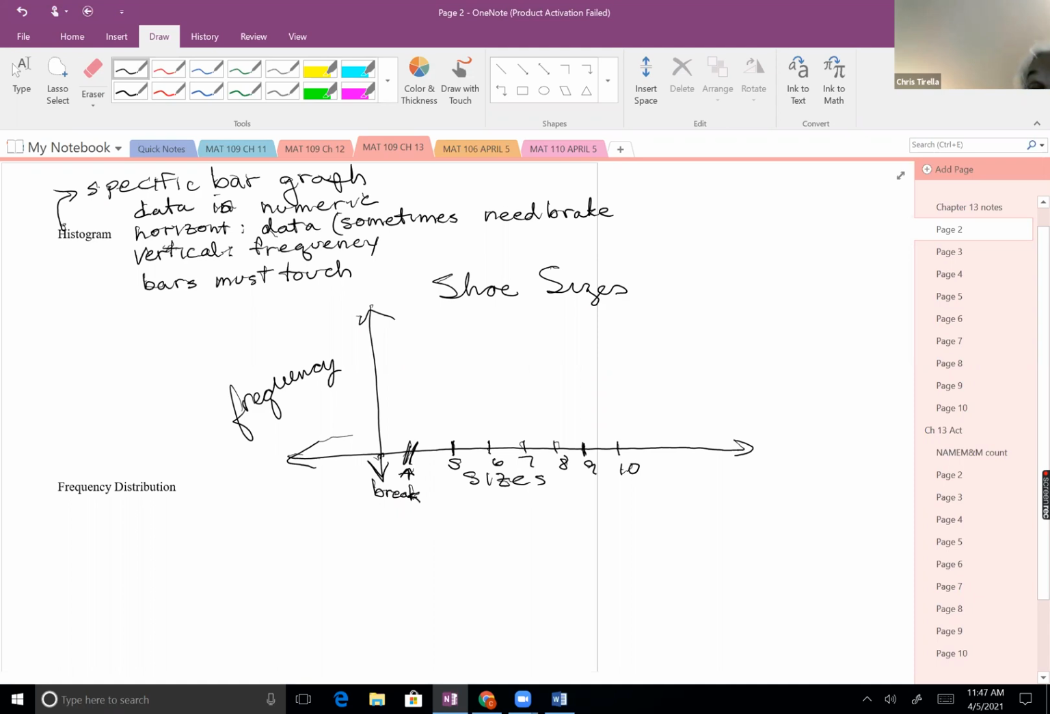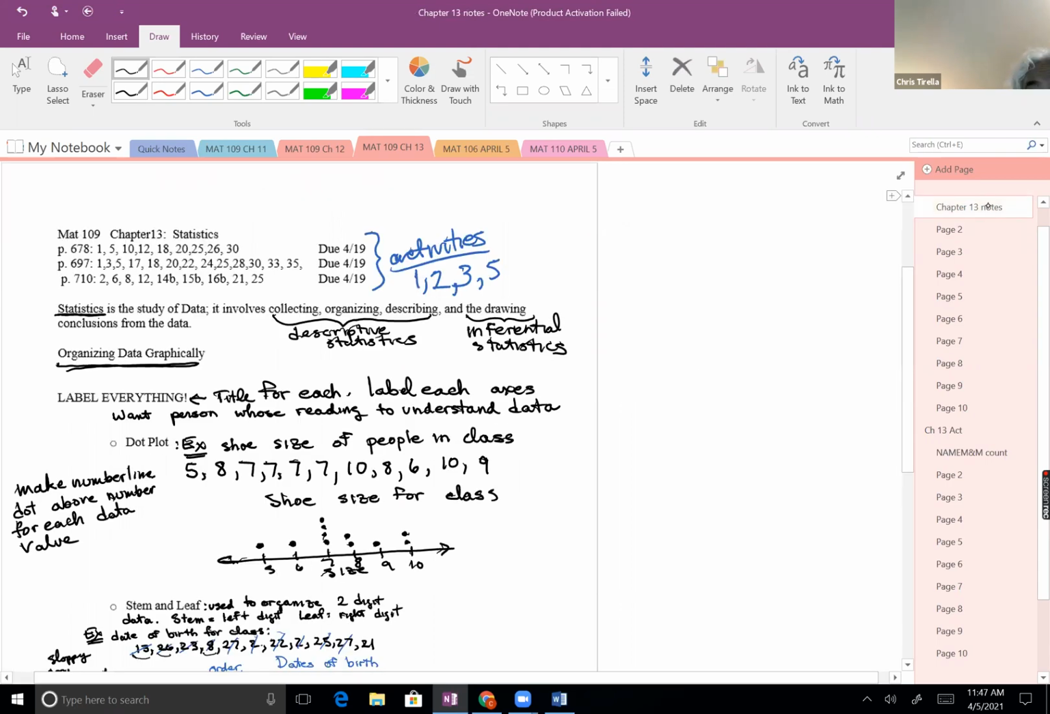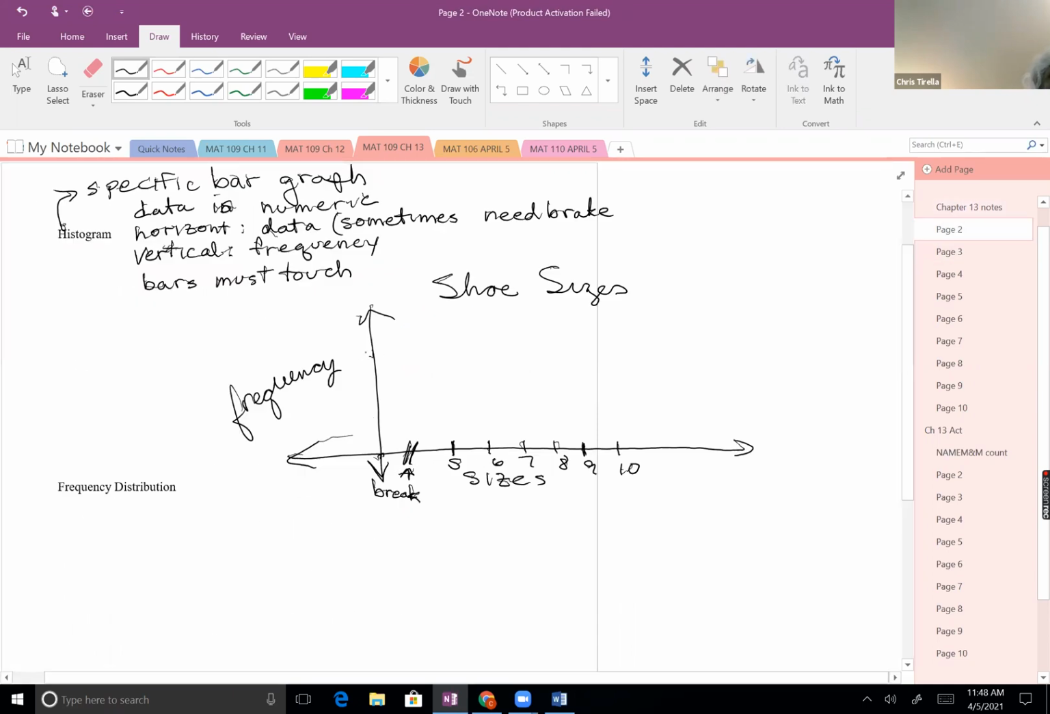And then I have to apologize. I don't remember our highest frequency, so I'm going to go back and look. Our highest frequency was 4. And so the frequency will have to go up to 4. Again, on any graph, you want your labeling on your axes to be consistent.